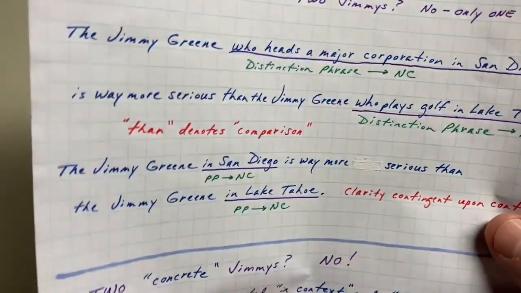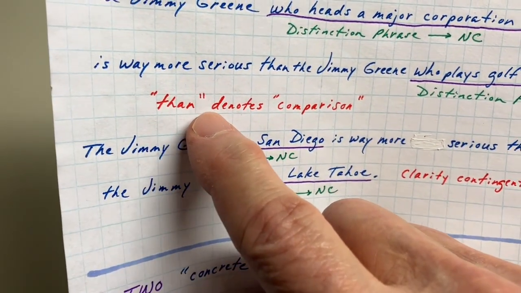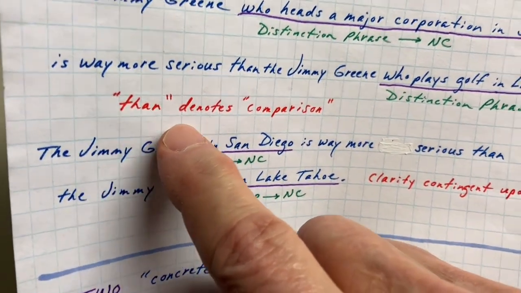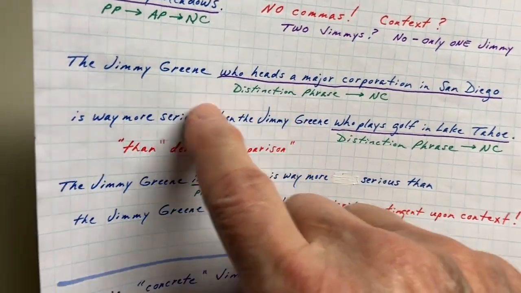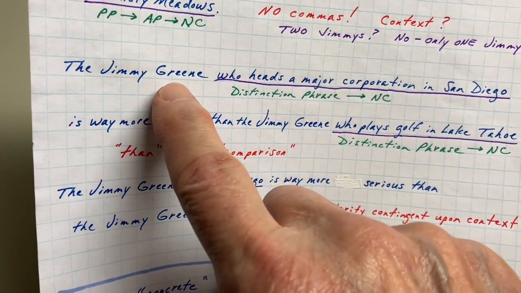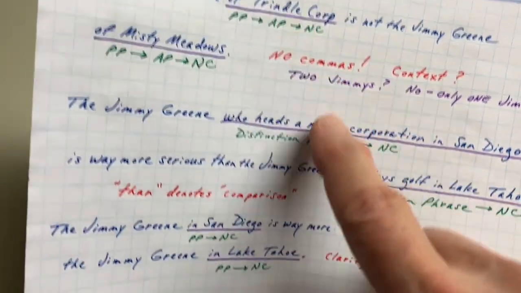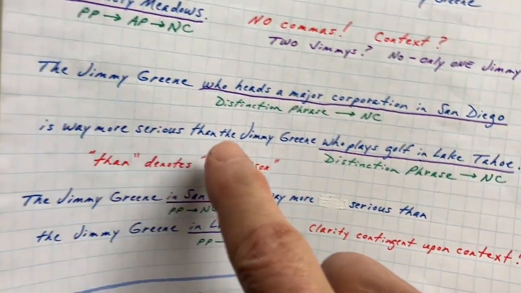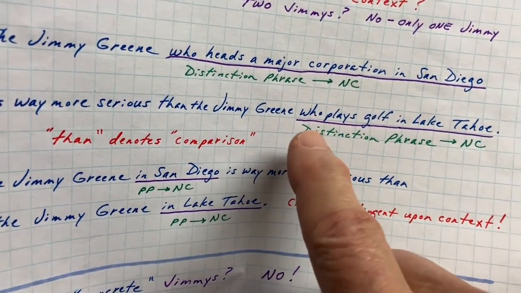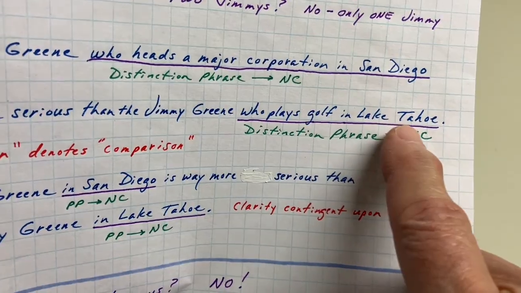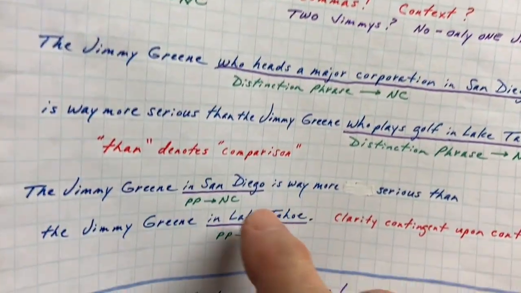So when you see the word than, okay, in a discourse or in a sentence or a communication, that usually denotes comparison, all right? They're comparing something. Somebody's saying, okay, I'm comparing Jimmy Green, who heads this corporation, Trindlecore. I'm comparing Jimmy Green with this Jimmy Green, who's a great fun guy, who's not serious. He jokes around in Lake Tahoe at a golf course called Misty Meadows.